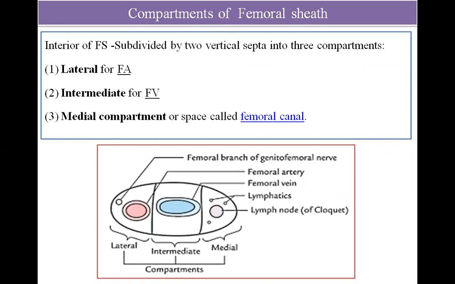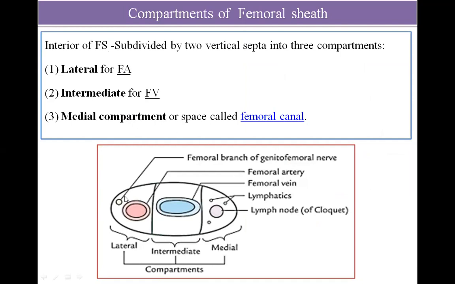Now coming to the compartments of the femoral sheath. The interior of the femoral sheath is subdivided by two vertical septa into three compartments: lateral, intermediate, and medial. The lateral compartment contains the femoral artery, the intermediate compartment contains the femoral vein, and the medial compartment is known as the femoral canal.